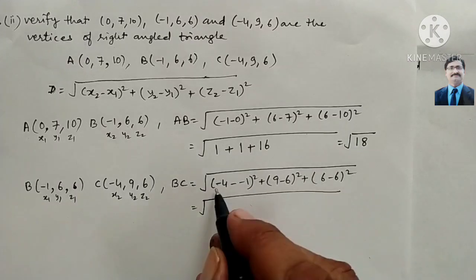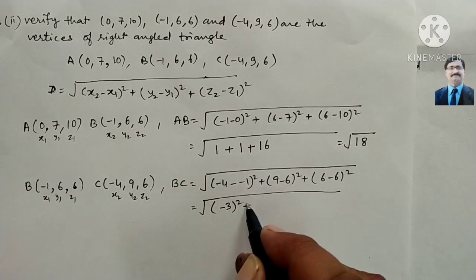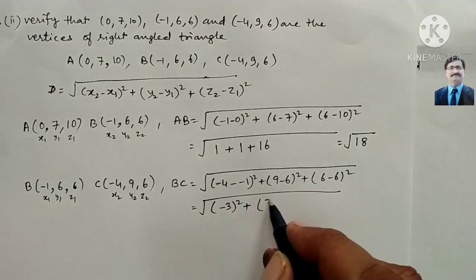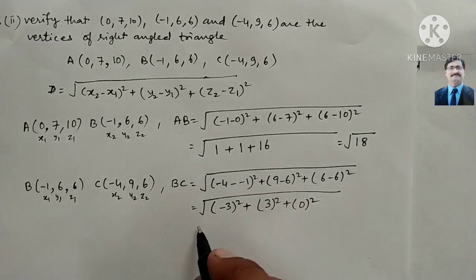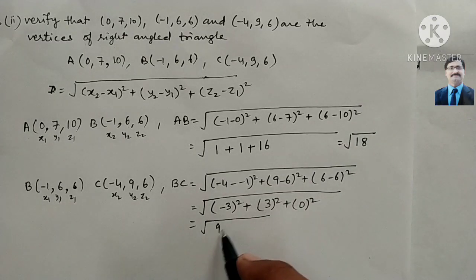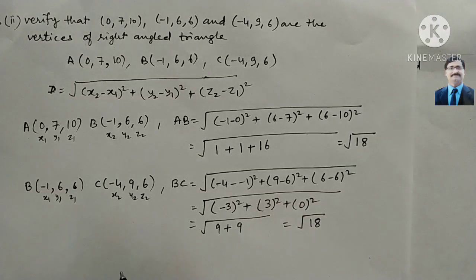This we can write here minus 4 and plus 1 means minus 3, minus 3 square, and this will be 9. Minus 3 is 3 square, and here is 0 square. So look here, 3 3 are 9 and 3 3 are 9, means we get here root 18. All of you understand?